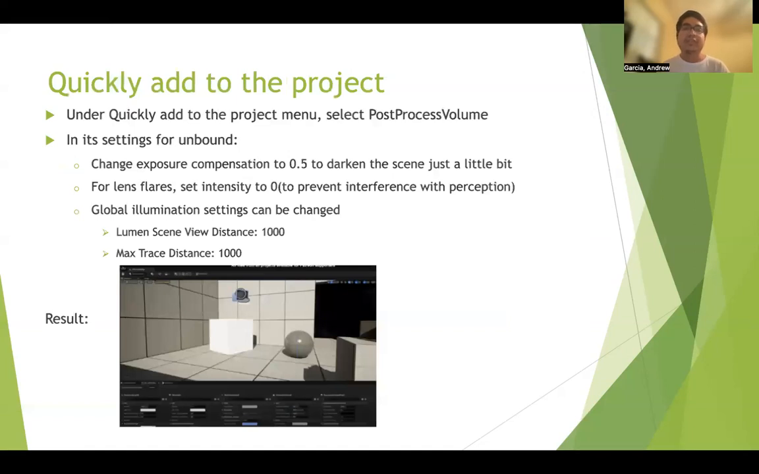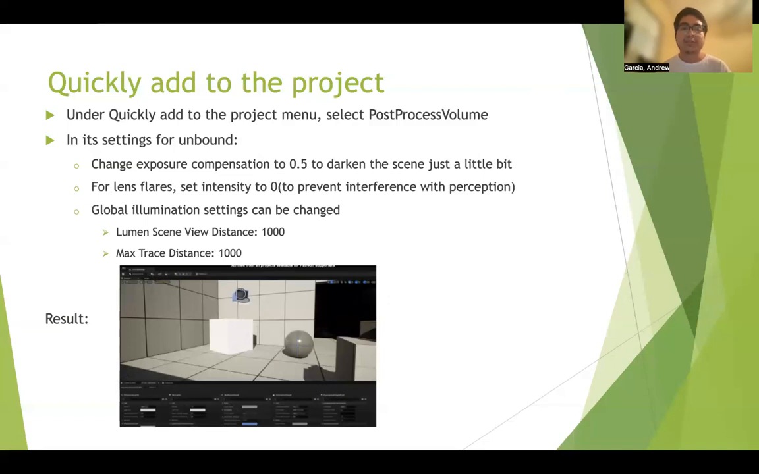Next, quickly add to the project. Under the quickly add to the project menu, select post-process volume. In its settings for unbound, change exposure compensation to 0.5 to darken the scene just a little bit. I did this, as I mentioned, to darken the scene because it was too bright. And for lens flares, set intensity to 0 to prevent interference with perception.